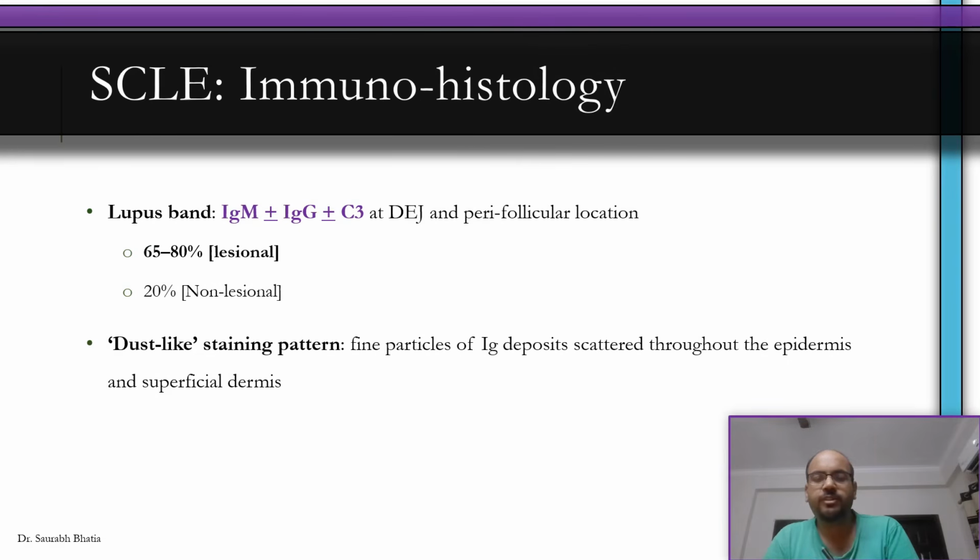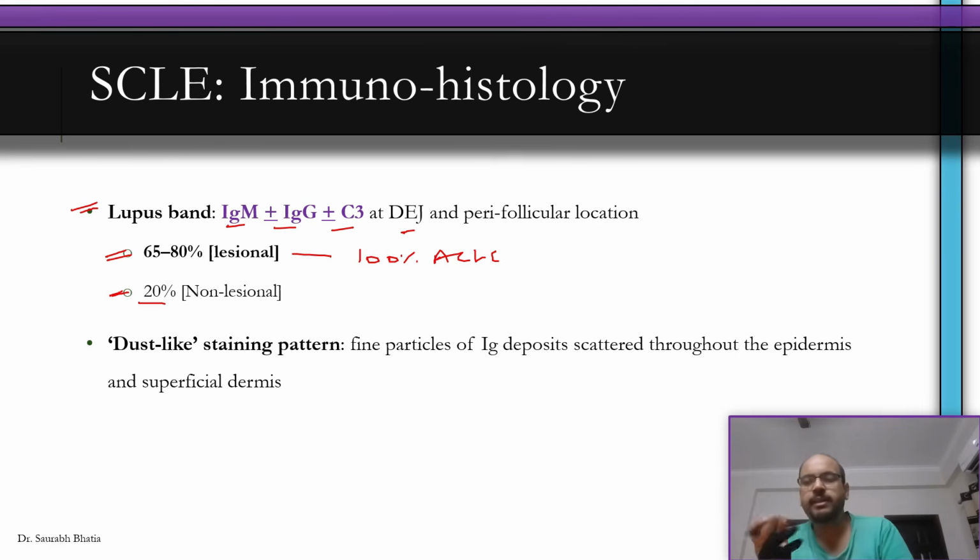In immunohistology, you will see lupus band in about 65 to 80% of lesional biopsies, while this was as high as 100% in ACLE. The deposition is of IgM, IgG, and C3 at the dermoepidermal junction and the perifollicular location. In about 20% of non-lesional biopsies, you can have lupus band positive. But now we don't do lupus band. However, if you take a biopsy from an LE patient, do send another sample for DIF also.